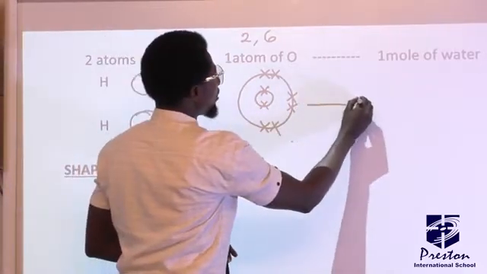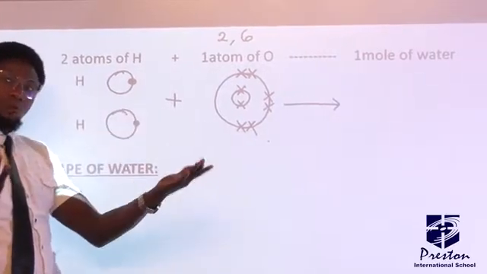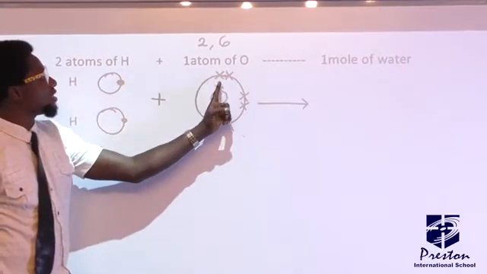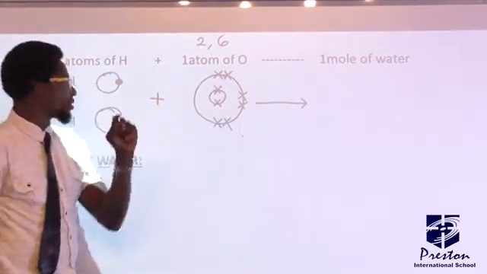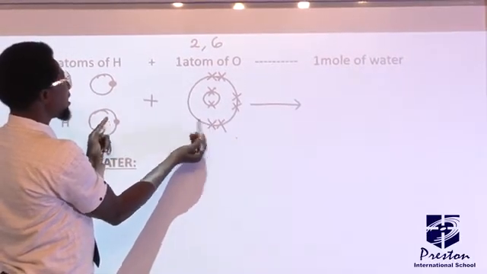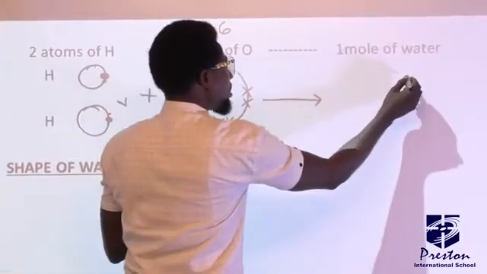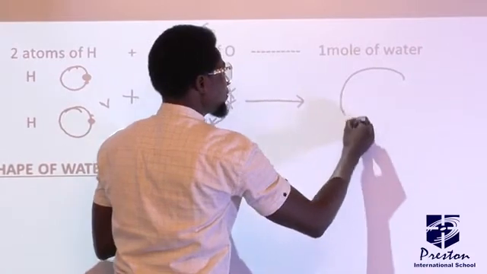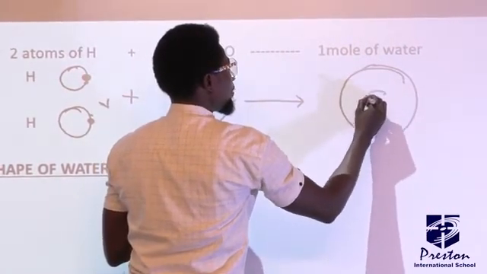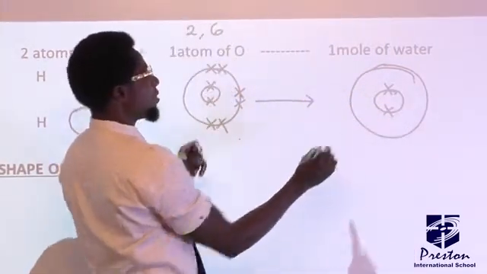Now, what is happening here is that since they are sharing the electrons they have donated, this one will donate its electron, this one will donate its electron, and oxygen will donate 2 electrons. These electrons will be shared with 1 electron here. This electron will be shared with 1 electron here. So it will now form something like this. This is the interior shell.